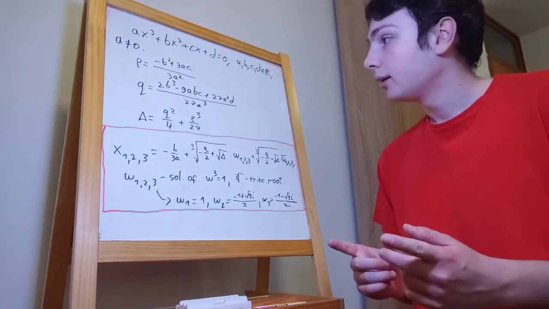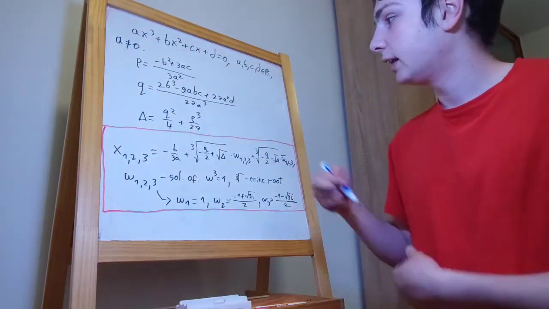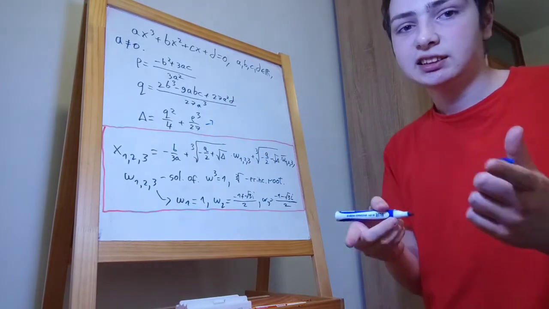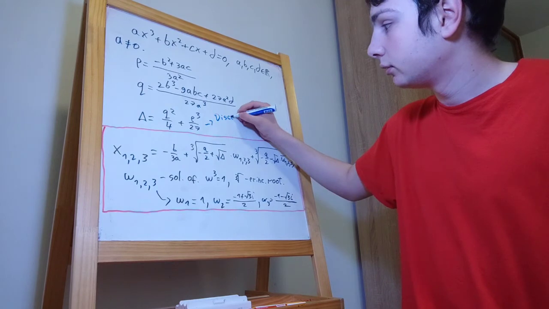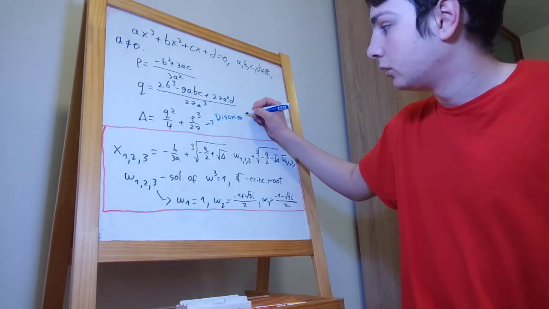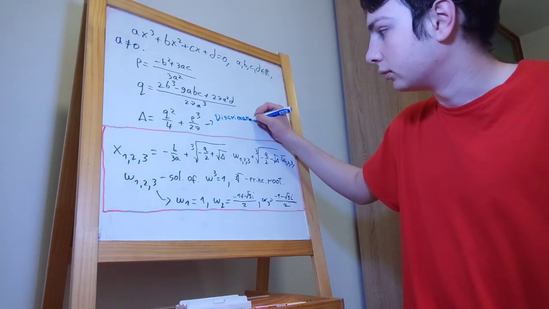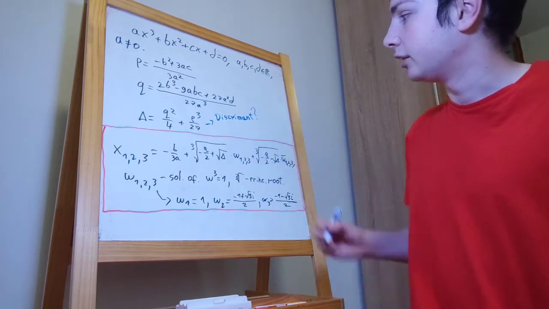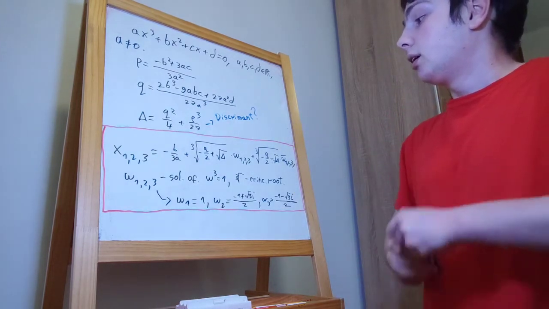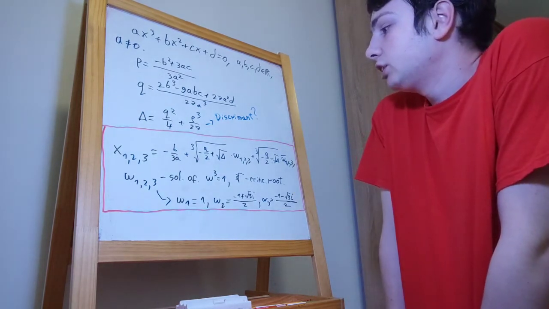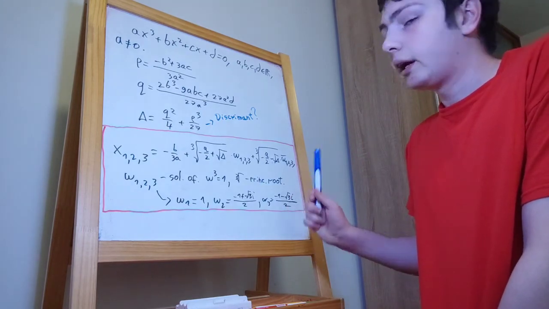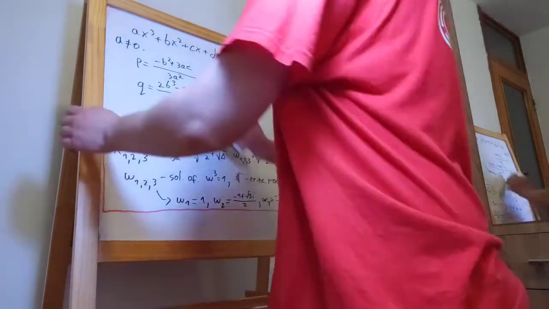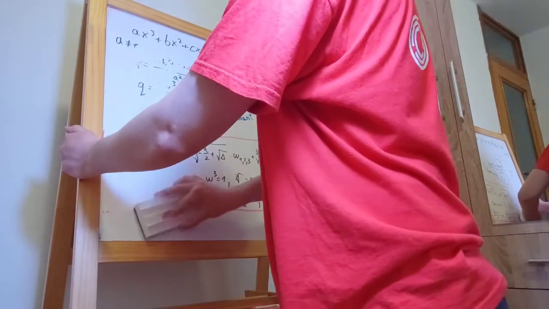Now, you notice that I called this thing the discriminant of the cubic. Why is that so? Why is it a discriminant? I will show you right now. So, let's delete this.